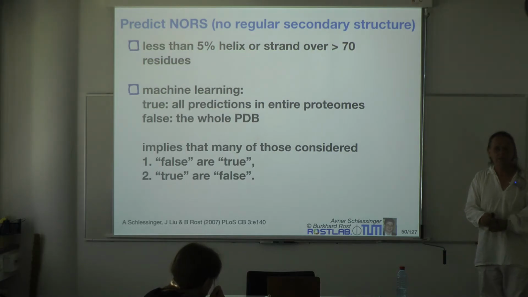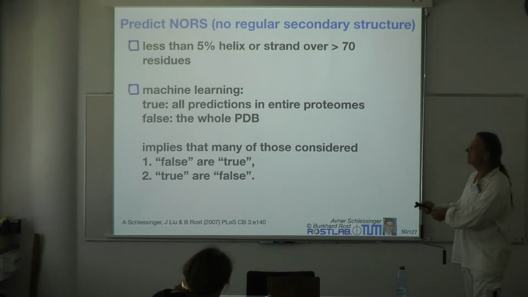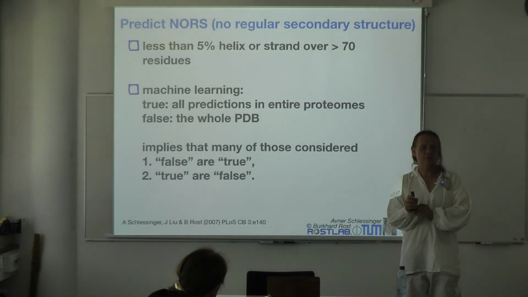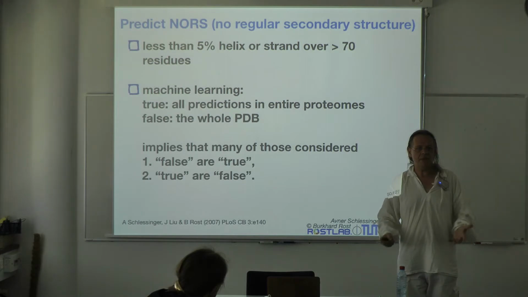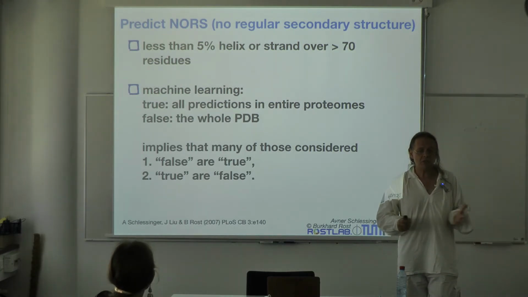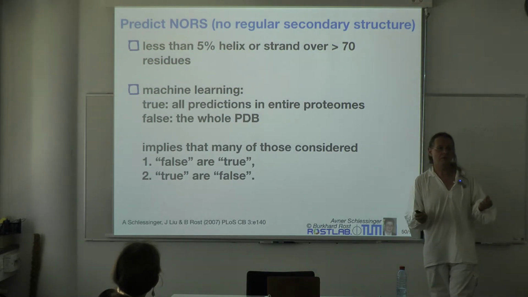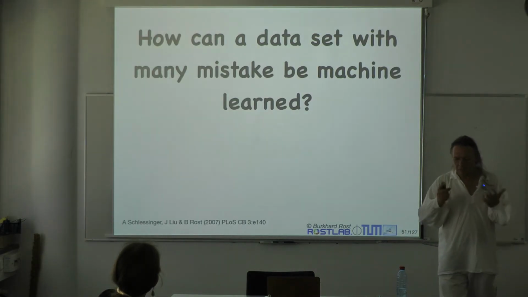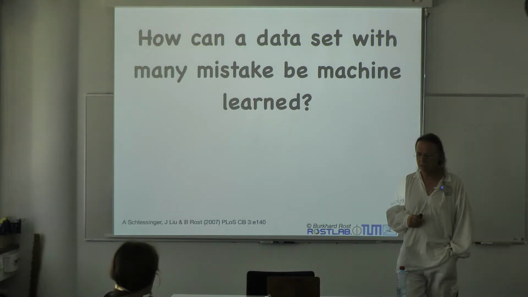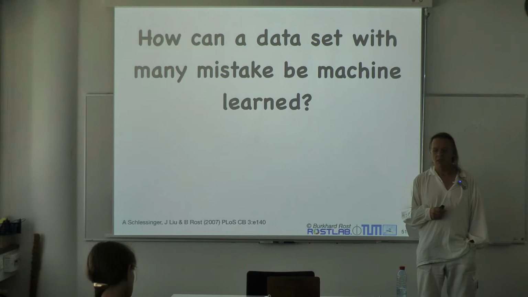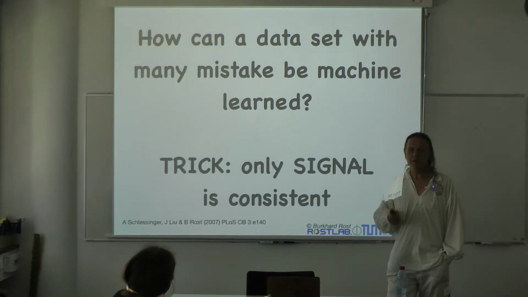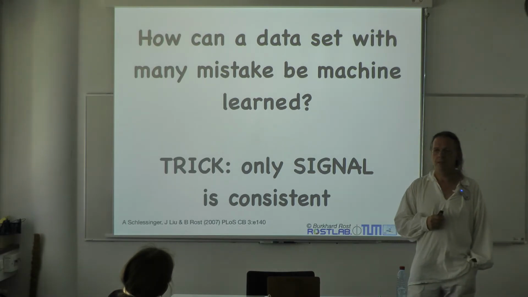Okay? But again, it's very puzzling, because ultimately our entire positive set is composed of something that we already have, and we want more than that, right? We just hope that there is something in there we can learn from, okay? And that ultimately is the question here. How can a data set with many mistakes be machine learned? And the answer is only if there is a consistent signal.